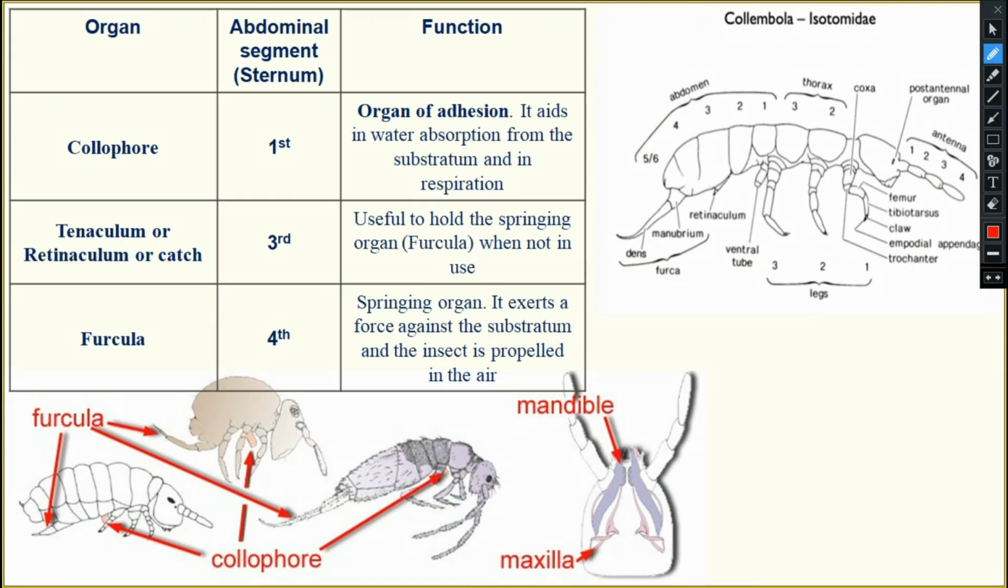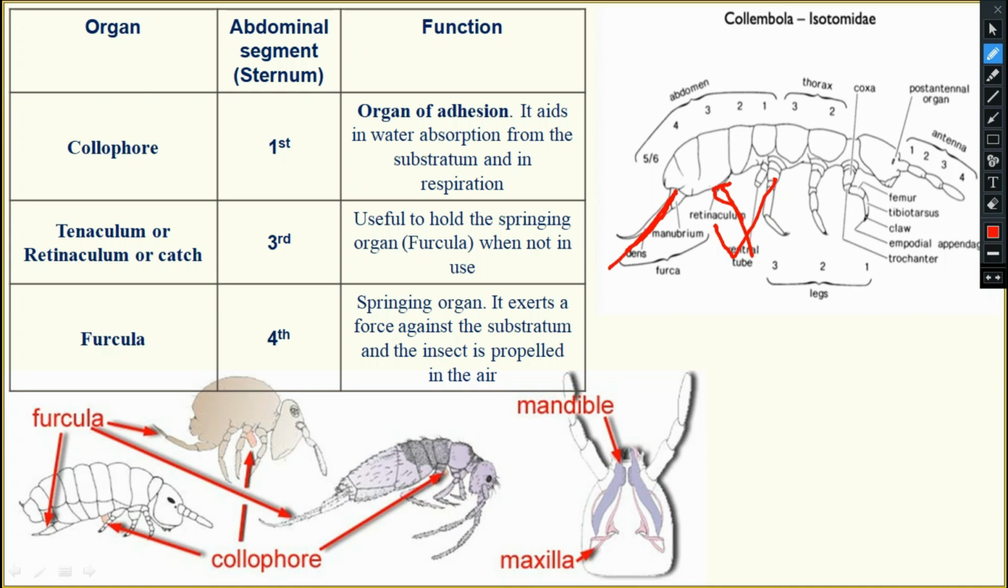Clear this one? Next point you see tenaculum or retinaculum, also known as a catch. It will help to hold. It is present in the third abdominal sternum, useful to hold the springing organ furcula when not in use. Suppose this is the furcula. Under rest, how will it be? It will be just beneath this particular structure. See properly, a small hook-like structure. That is known as what? Your retinaculum. What is the function? That is helpful in holding the furcula, the springing organ. Up to this, clear?